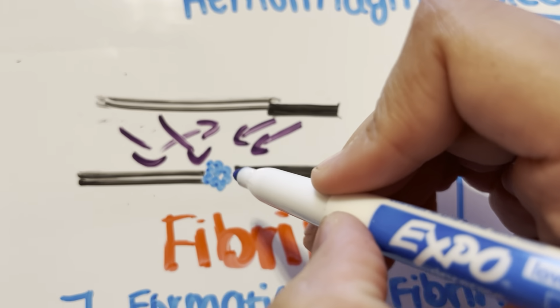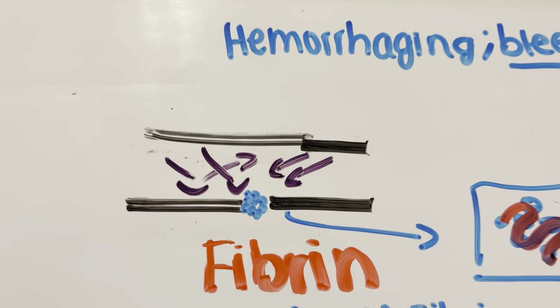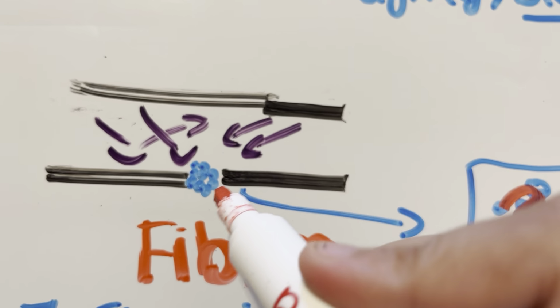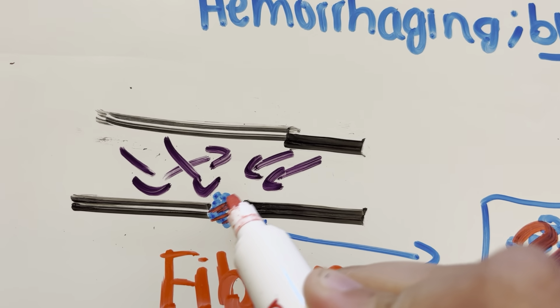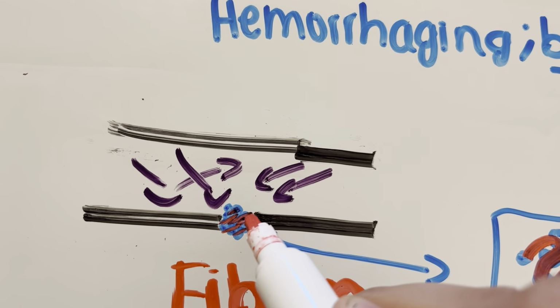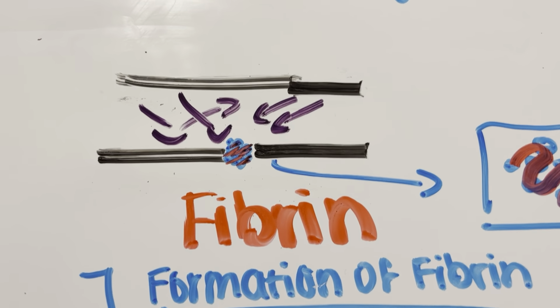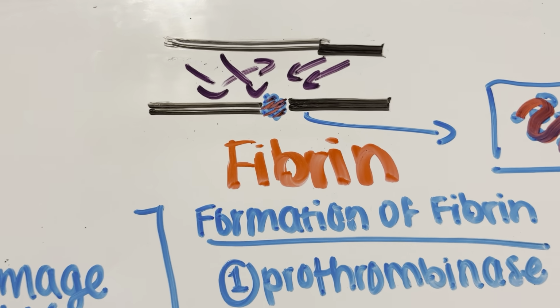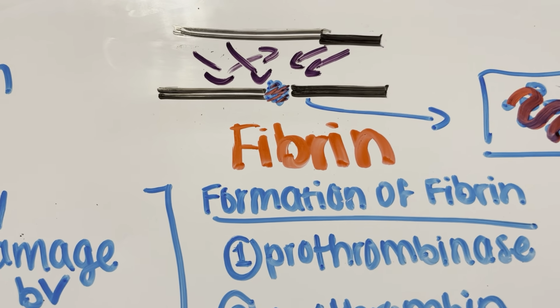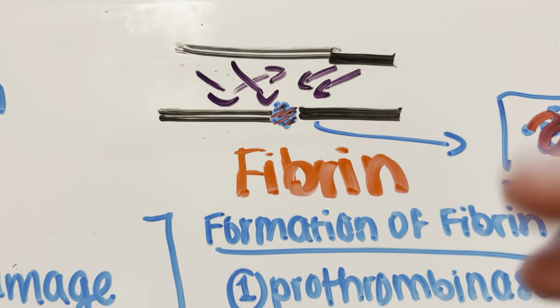So not only do I have my platelets going on right here, but I have my formation of fibrin going on here, which will really pack that together. You see? So fibrin is very important. I think that's the most important step. It really anchors my platelet plug in place.